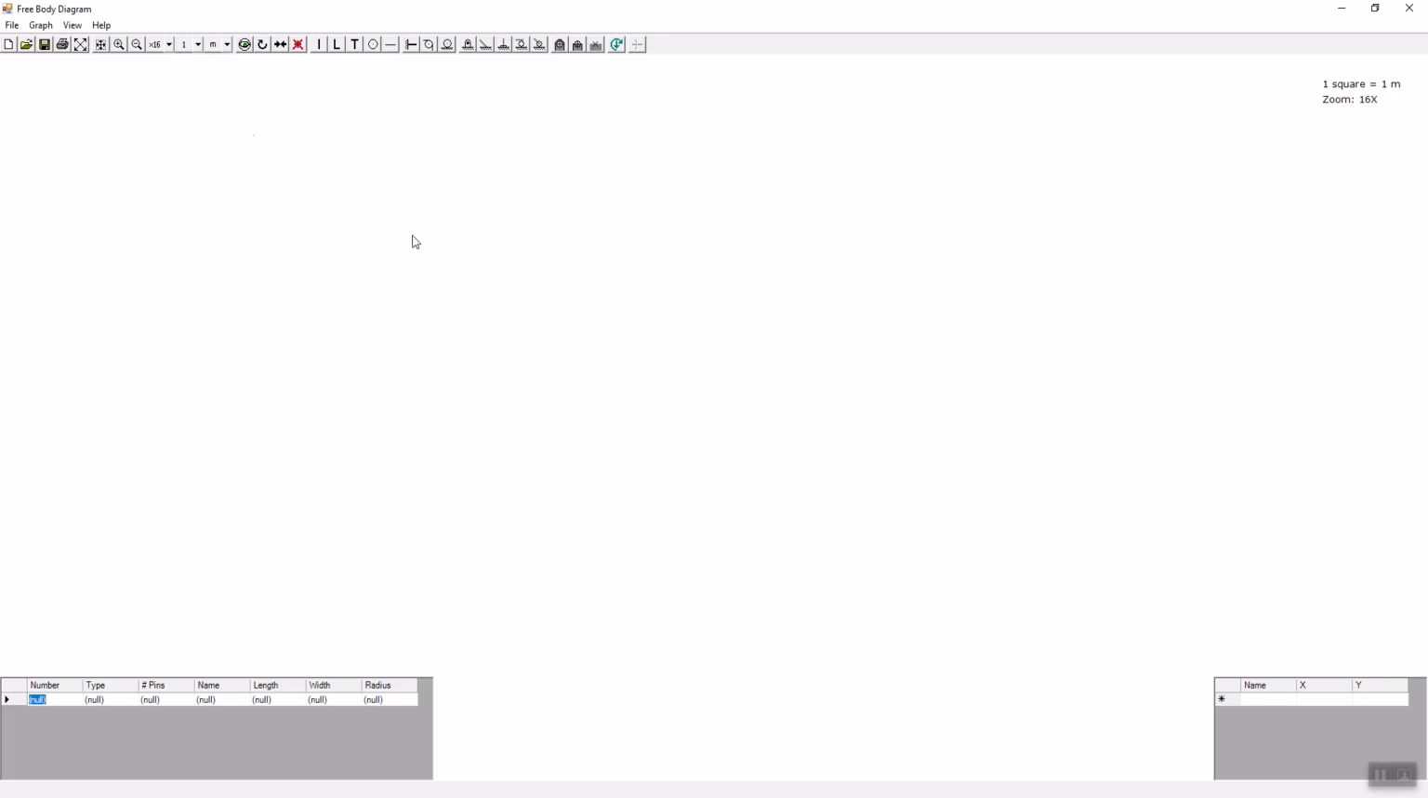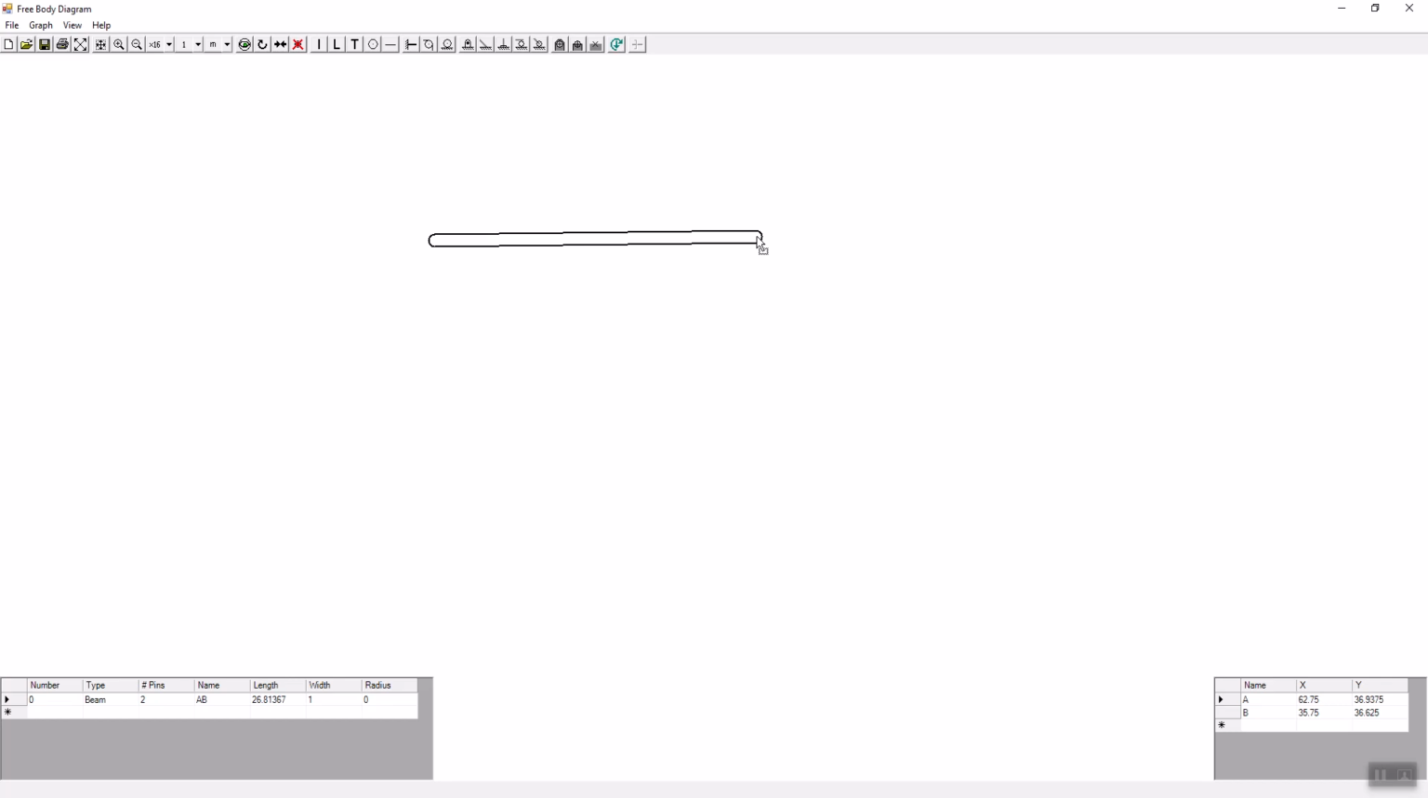This is the workspace, and at the bottom you have several tools with which you can draw a frame and analyze a frame. Let's draw a frame, and so we take a 2-point member, bring it in the workspace, grab this end with your left mouse button and stretch and rotate and put it here.